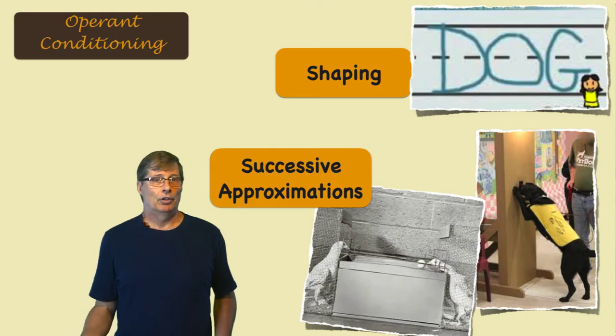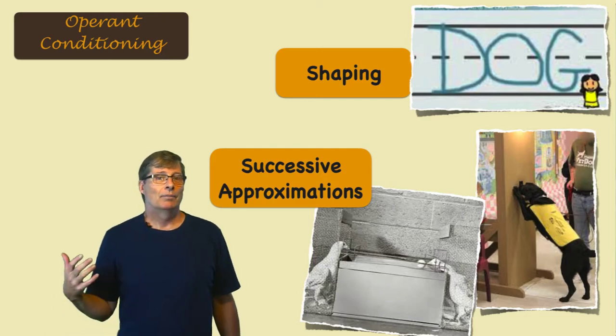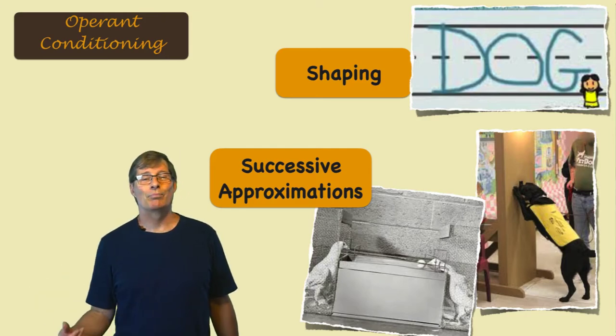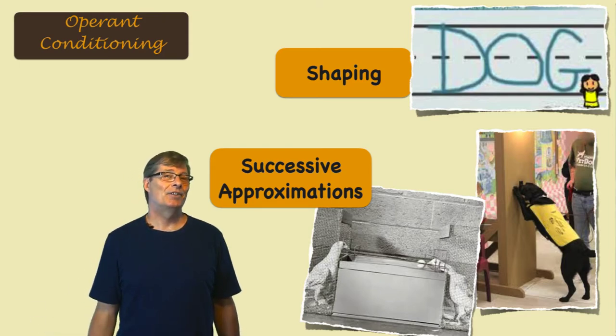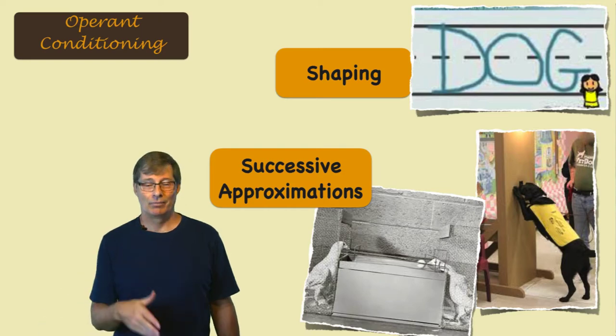Circus animals have learned feats. Pigeons learn how to bowl and play the piano. Dogs learn how to help people who are blind and have other disabilities, all through successive approximations.